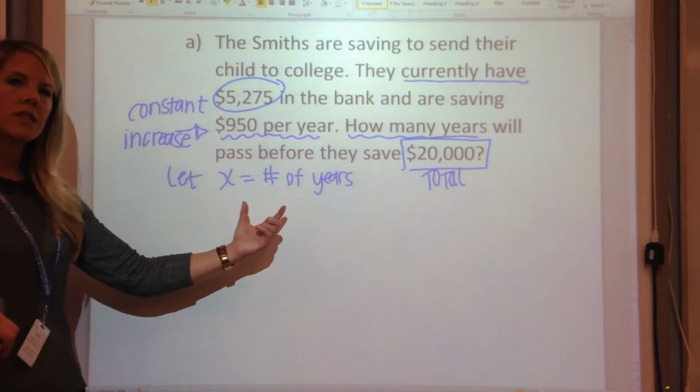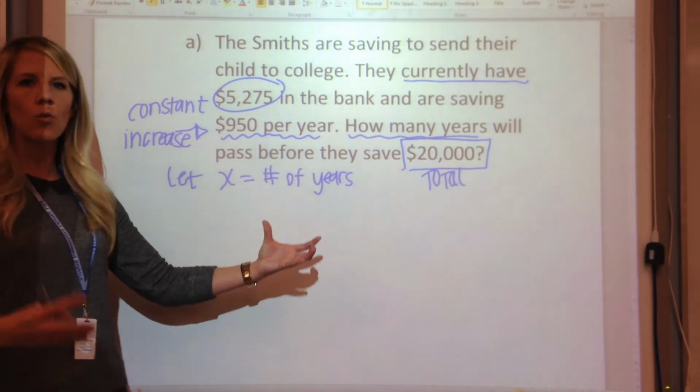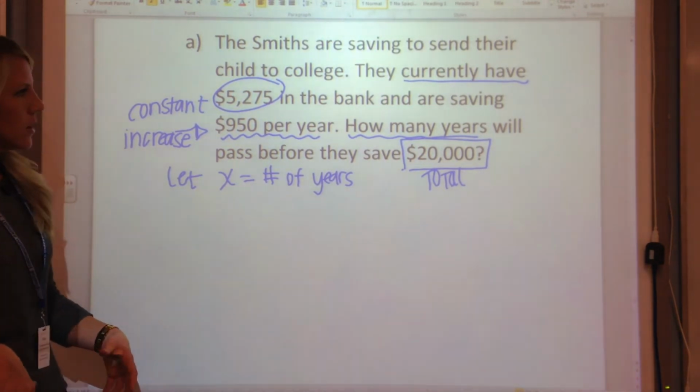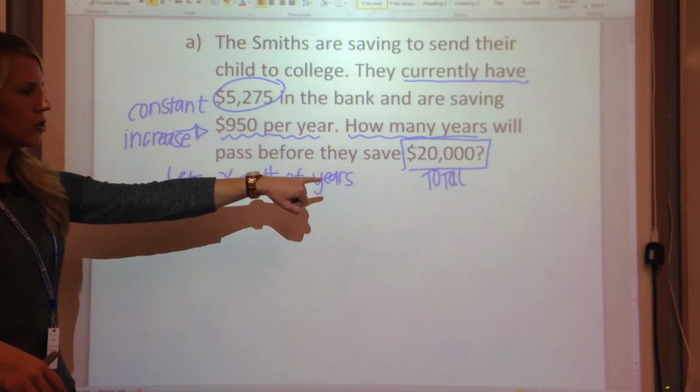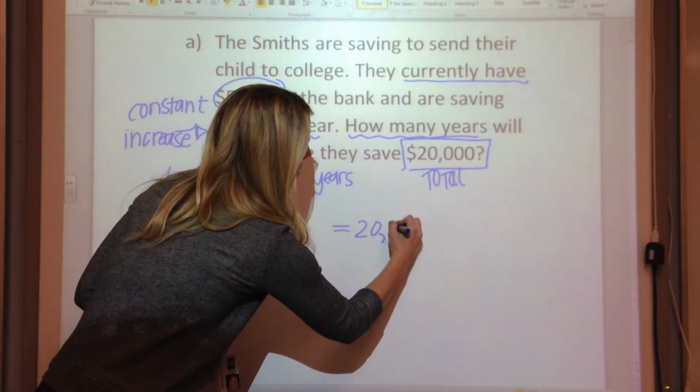So that's what it means when we say define the variable. What does that variable represent? So when we come up with an answer, we know what we just found. So let's go back. We want the total to be 20,000. So we can say, okay, we want something to equal 20,000, the total amount.